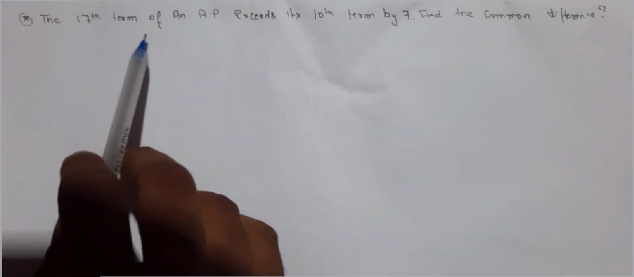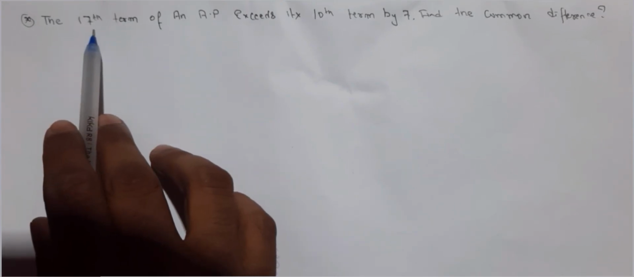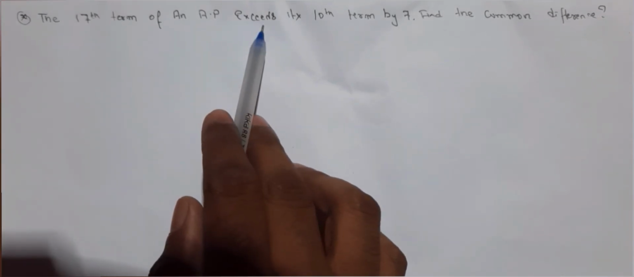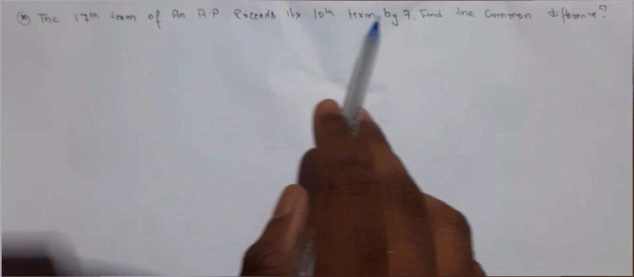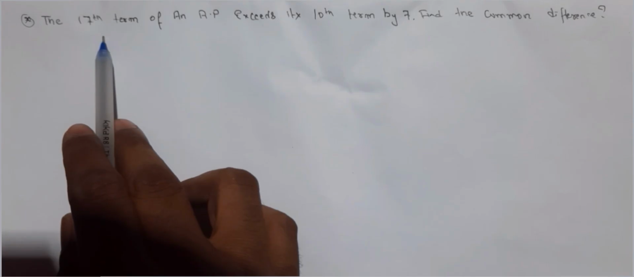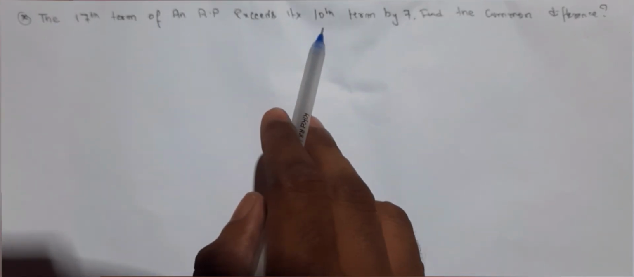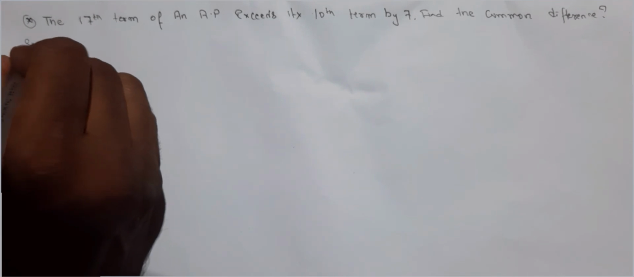They're saying that the 17th term of an AP, meaning the number which is lying on the 17th place, exceeds, meaning is more than, the number which is lying on the 10th place. How much is more? 7. So the number on the 17th place is more than the number on the 10th place by 7. So this one we have to write in equation form.